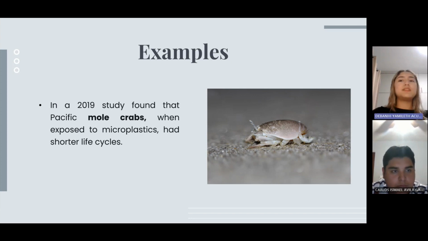Another example in this ecosystem is in mole crabs. A 2019 study found that Pacific mole crabs, when exposed to microplastic, had short life cycles, basically causing premature death.